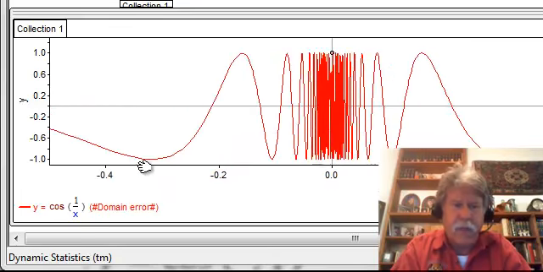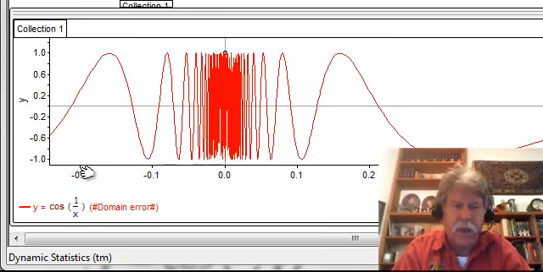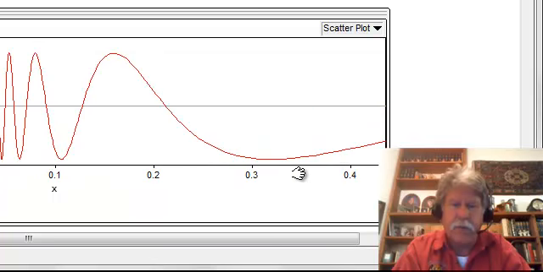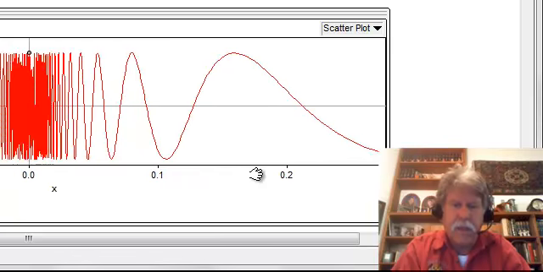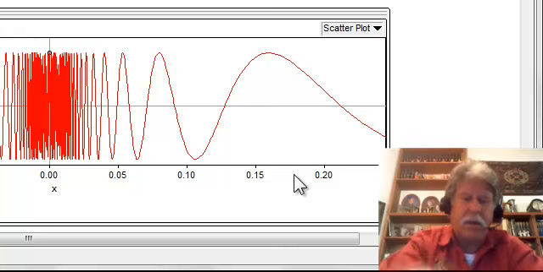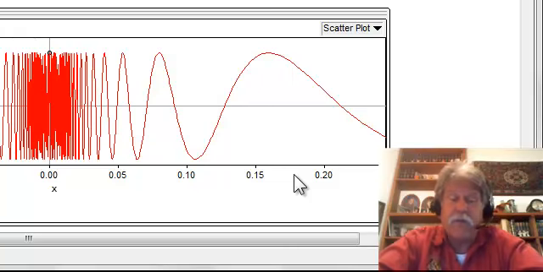Now notice what's happening. As I move the graph out, I'm going to make 2/10 my new negative value, negative 2/10, and I'm going to move the positive value of x up to 2/10. Now do you see what's happening to the graph? It's actually continuing to oscillate. As you move closer and closer to that value of 0, it's oscillating faster and faster.